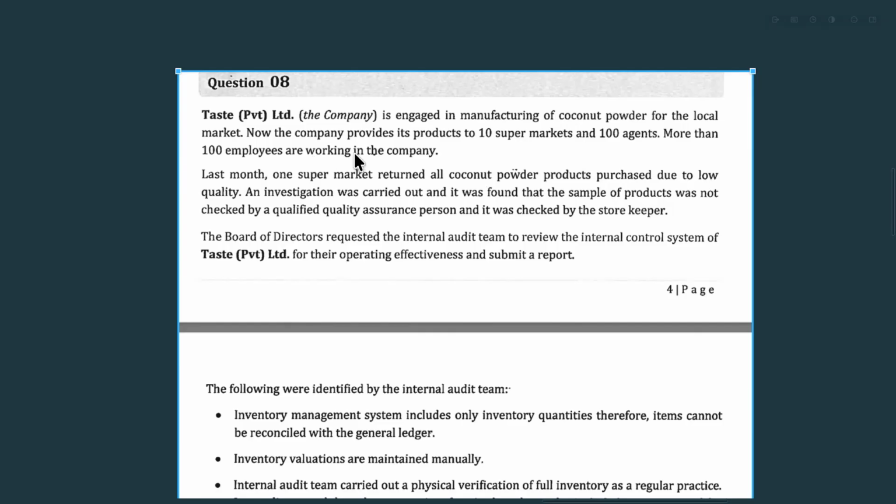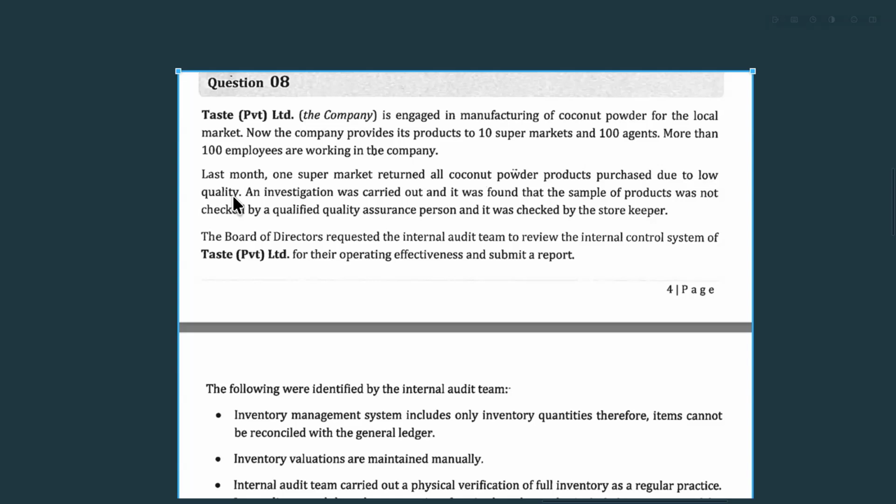And more than 100 employees are working in the company. So 100 employees is a big number. Ten supermarkets are getting their coconut powder, and 100 agents are working all over Sri Lanka. So it seems a well-established company. And last month, one supermarket returned all coconut powder products purchased due to low quality.